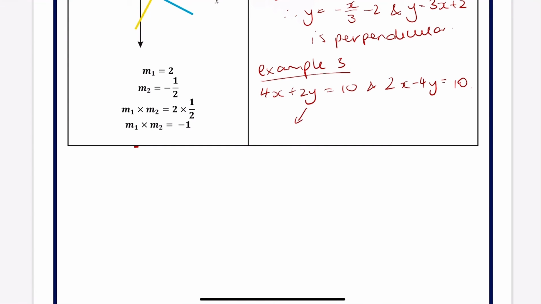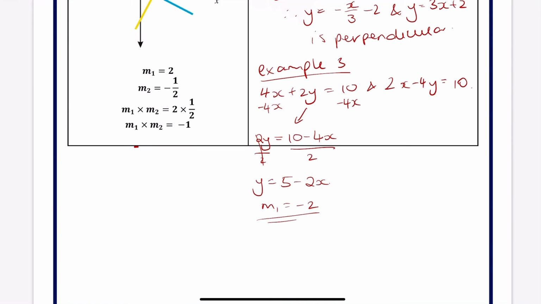Okay, so this one, in gradient intercept form, we have to make y the subject. So we have to minus 4x on both sides. So it's going to be 2y equals 10 minus 4x. And then we're going to divide all of our terms by 2. So it's y equals 10 divided by 2, which is 5, minus 4 divided by 2, which is 2x. So our gradient in this case is negative 2.